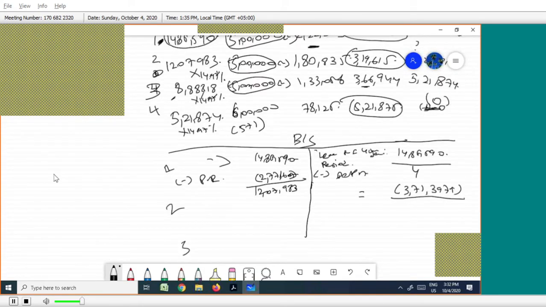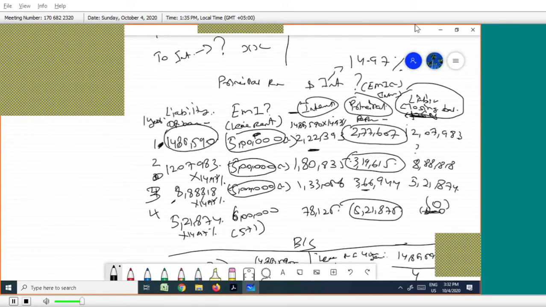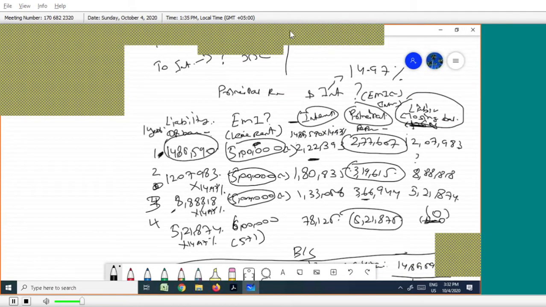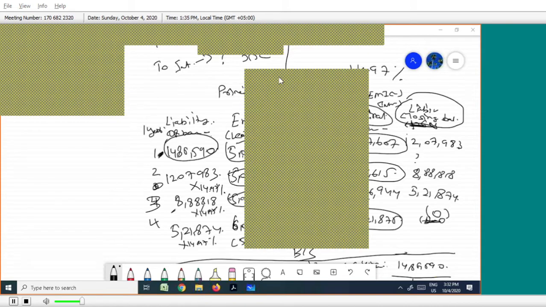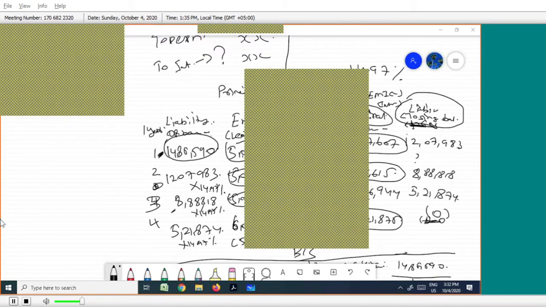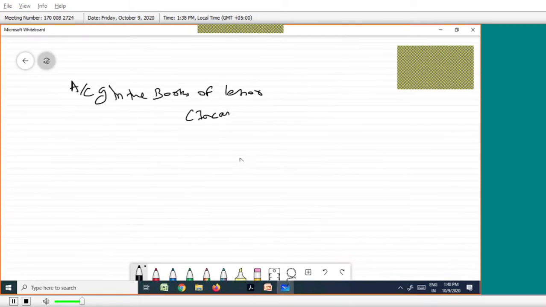And what I recommend is all of you please work out this problem in your own notebook. So with this, I am just closing today's session.